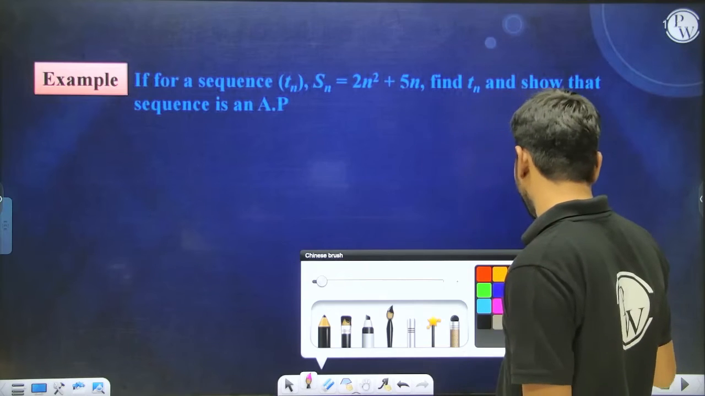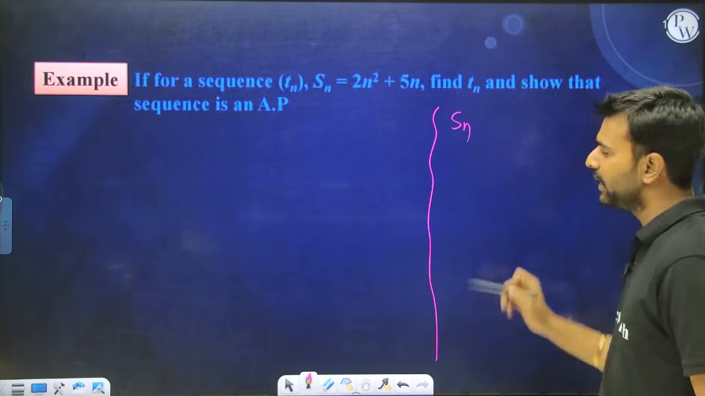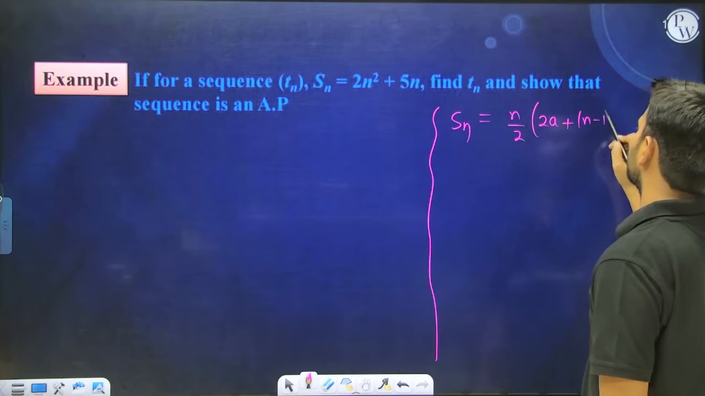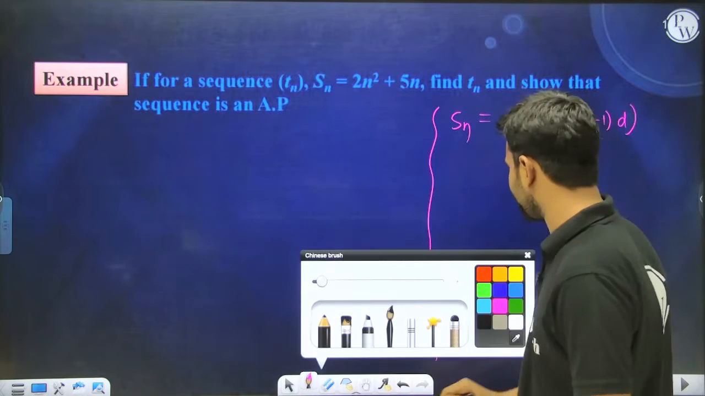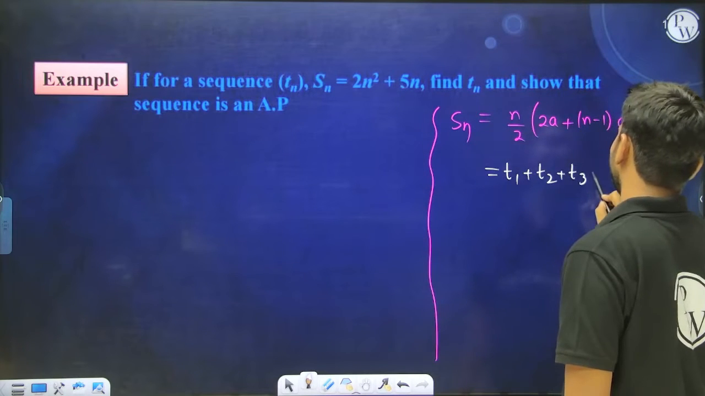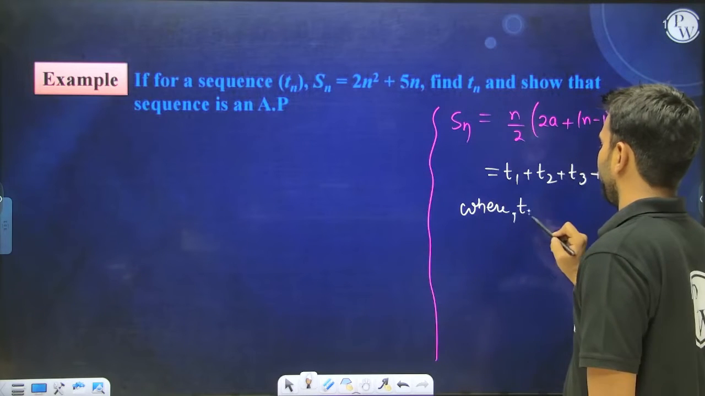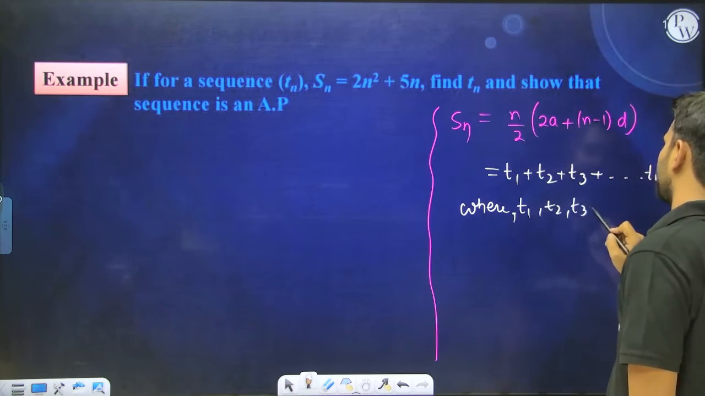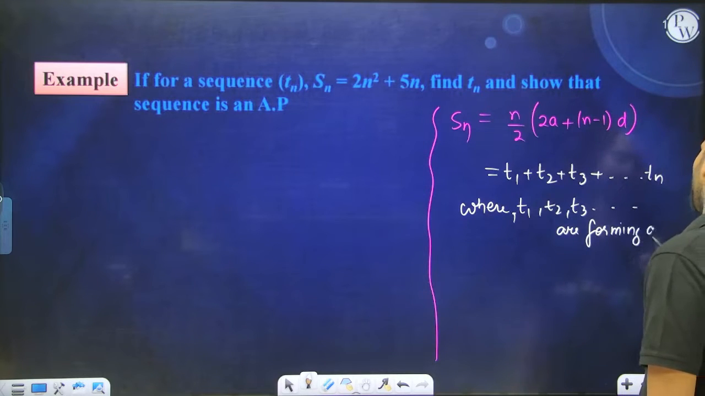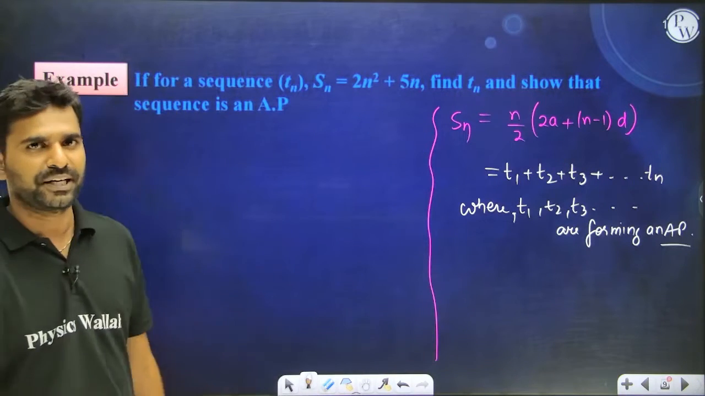Okay, let me tell you a very important concept: the sum of n terms of an AP, which is written as Sn, is equal to n by 2 times (2a plus (n minus 1) into d). Yes or no? I hope you guys are aware of this. That is equal to t1 plus t2 plus t3 and so on till tn, where t1, t2, t3, t4 and so on are forming an AP. If t1, t2, t3 and so on are forming an AP, then the sum of the n terms of the AP can be written as n by 2 times (2a plus (n minus 1) into d).